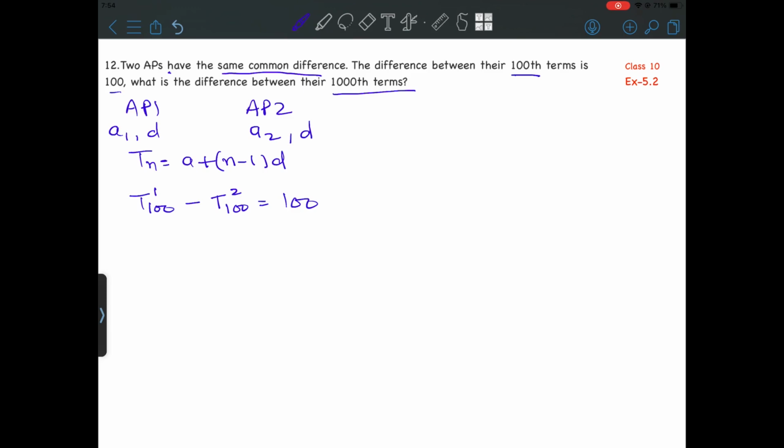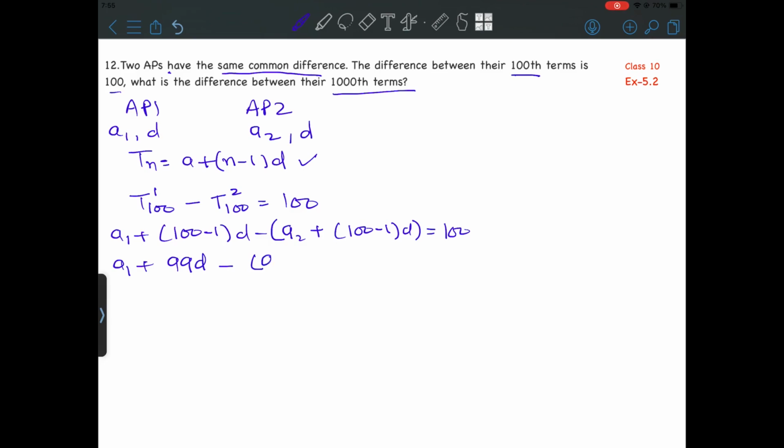Now we will put the values of T100 for both the APs using this formula. For the first AP, we can write A1 plus (n minus 1), that is 100 minus 1, D. Then you put a minus sign. Whenever there's a minus sign, you have to use the bracket so that you don't make any mistake in the signs. So you put minus and then bracket: A2 plus (100 minus 1) D, is equal to 100. Now if you open this bracket, it will be A1 plus 99D minus, don't open the bracket yet, A2 plus 99D is equal to 100.